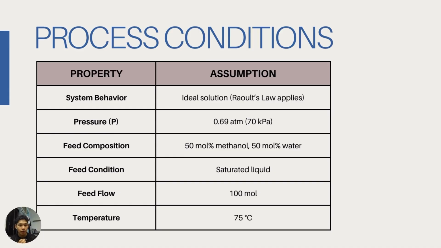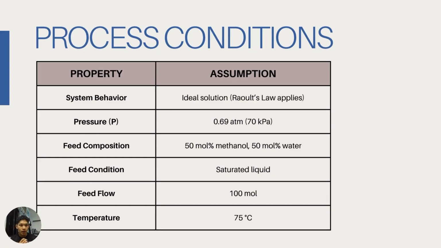The second one is the pressure. We choose 70 kilopascal to ensure partial evaporation at 75 Celsius. This pressure lies between the bubble pressure, which is 94.3 kilopascal, and the dew pressure, 61.4 kilopascal, confirming a two-phase region exists. Sub-atmospheric pressure also lowers energy cost compared to a higher pressure system.